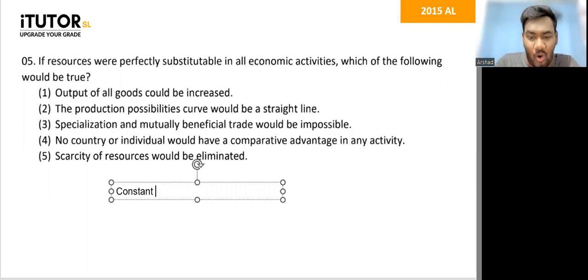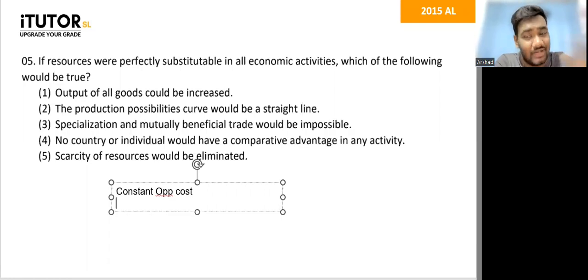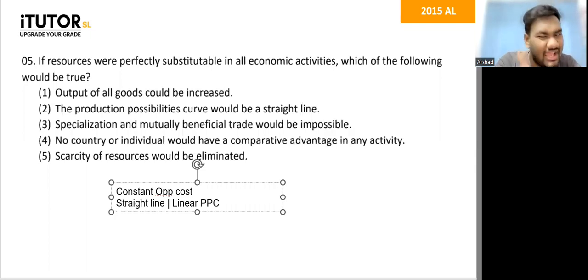They're talking about constant opportunity cost. When you hear the word constant opportunity cost, what has to come to your mind? Is it an outward, concave PPC or a straight line PPC? It's a linear or straight line PPC. So now that has to come into your mind. Straight line, or in other words, we can call it a linear PPC. Those things have to click, guys. The moment you read it, this is what it is.